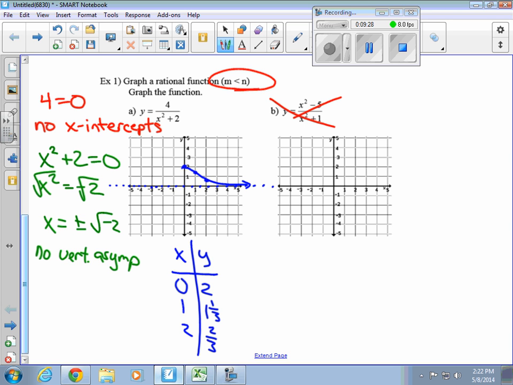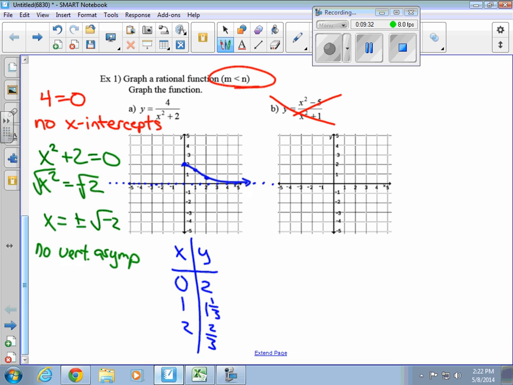But now what do I have to do? Right, let's put in points on the other side. So let's put in negative 1. Negative 1 squared is 1, plus 2 is 3. 4 over 3 is 4 thirds. So that's 1 1/3. Well, what's going to happen on this side? It's going to be exactly the same. So I'm done plotting points. I just know my graph's going to look like this, and there is my graph.